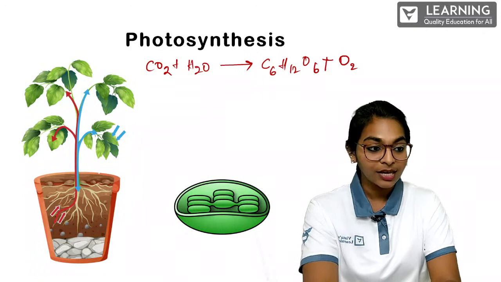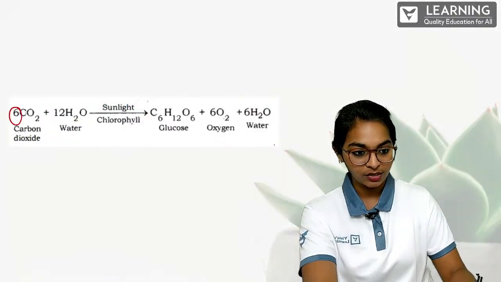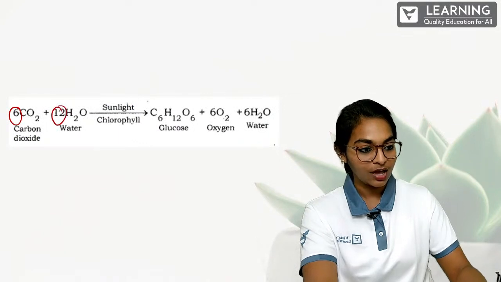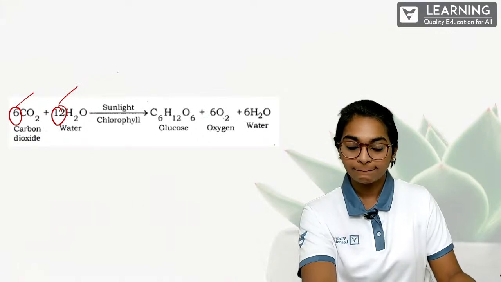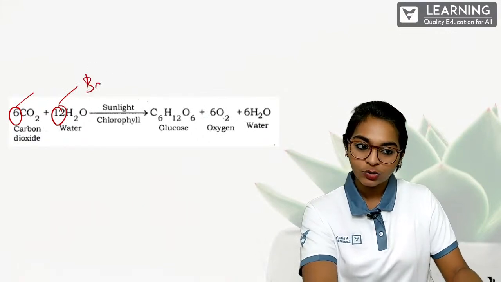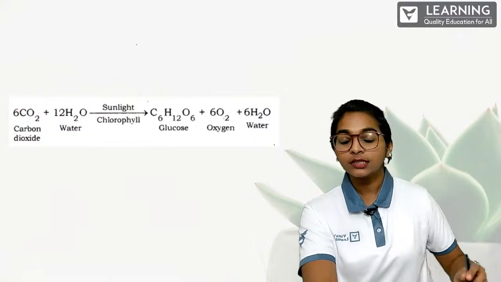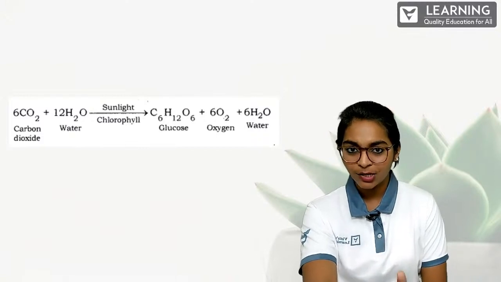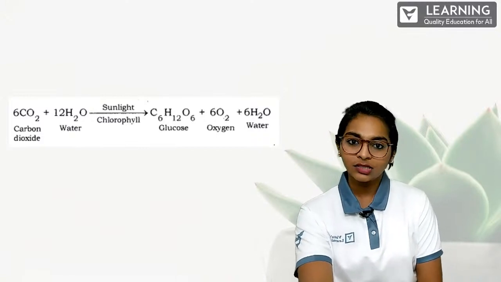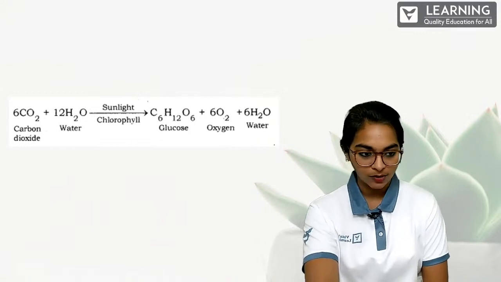Is it clear? Okay, so now, just look at this reaction. Here you will have this 6, this 12. Why is this number coming here? Simple. Just to balance the equation, that's all. For balancing's sake. In biology, this is one very important equation. Along with this, you have some equations in respiration also, which are really important. We'll discuss that also, don't worry.